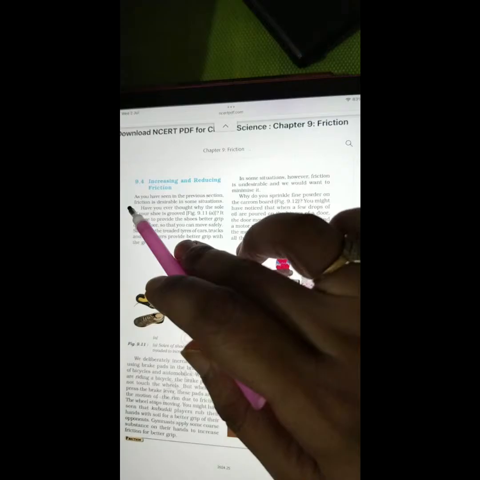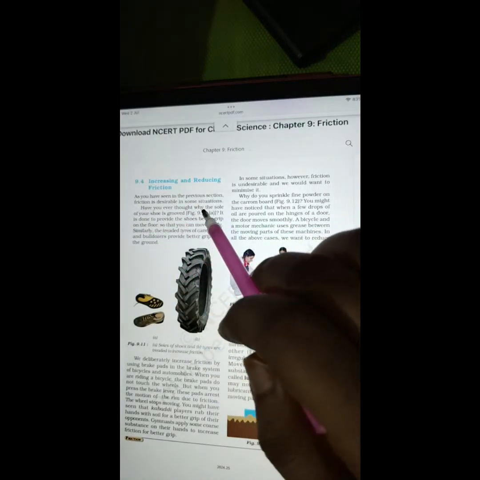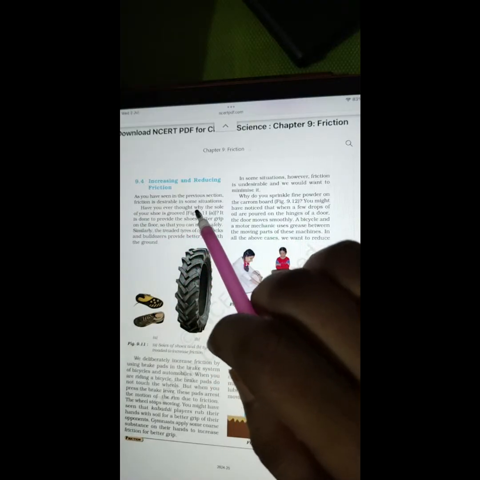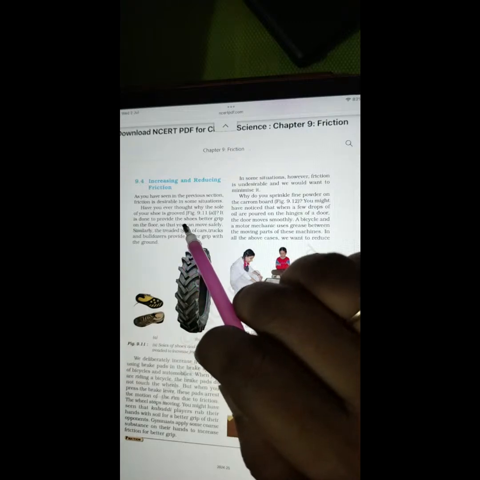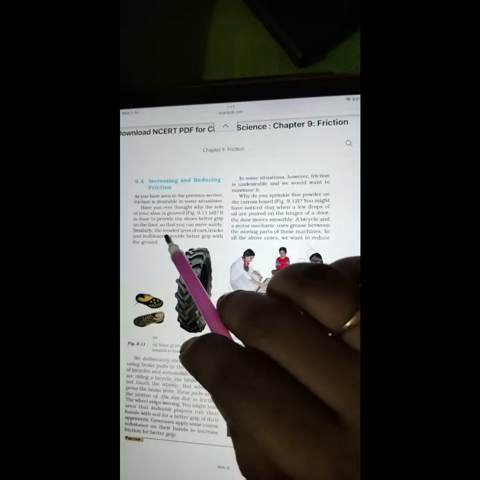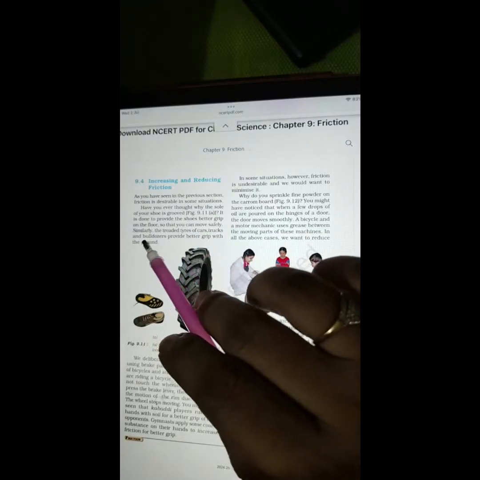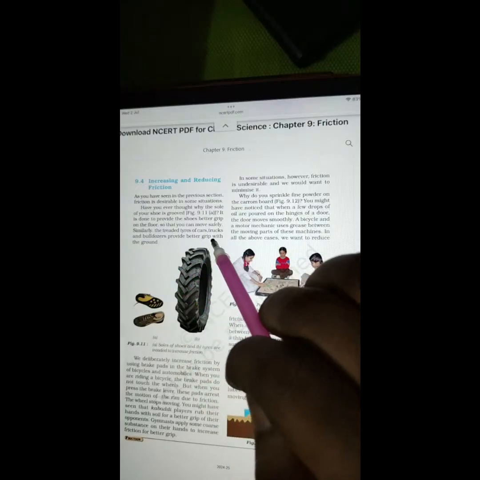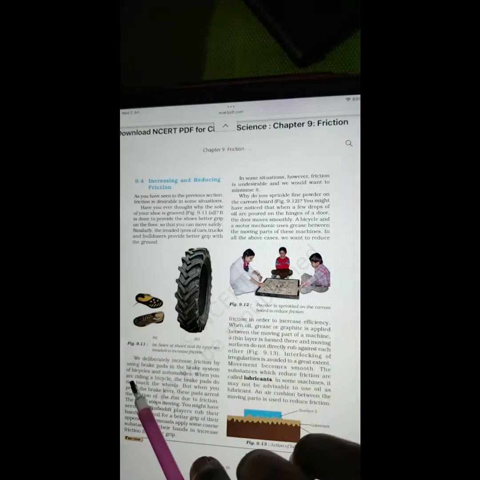9.4 Increasing and reducing friction. As you have seen in the previous section, friction is desirable in some situations. Have you ever thought why the sole of your shoe is grooved? It is done to provide the shoes better grip on the floor so that you can move easily and safely. Similarly, the treaded tires of cars, trucks, and bulldozers provide better grip with the ground.